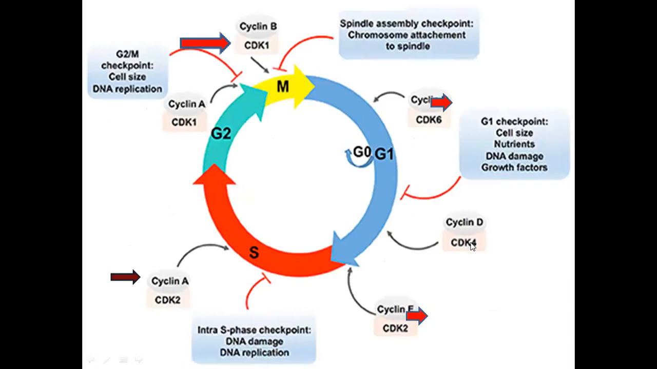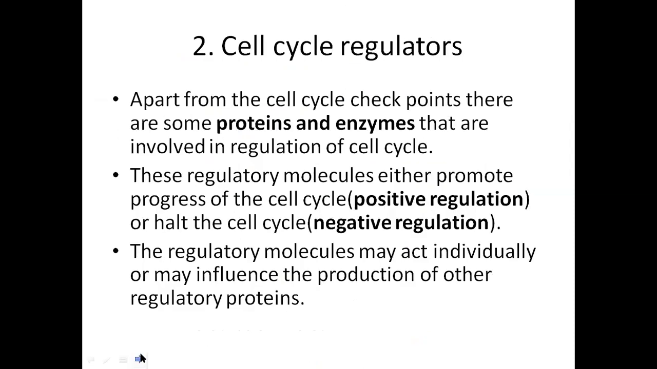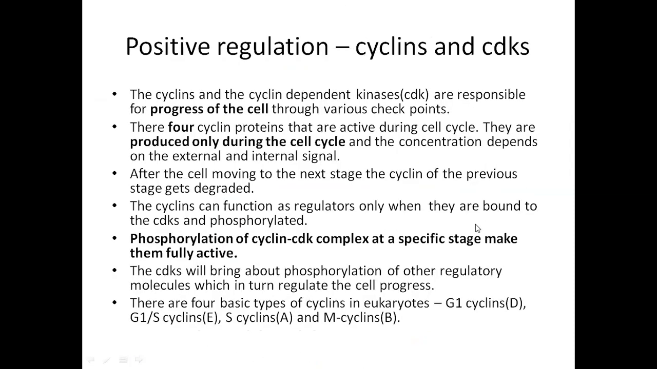For example, the cyclin D-CDK4 complex and cyclin D-CDK6 complex are very essential for the cell to move through the G1 phase. Similarly, cyclin E-CDK2 during the transition, cyclin A-CDK1 and 2 are responsible during S phase and the G2 phase. Cyclin B and CDK1 have a regulatory mechanism during the M phase. So like that, the combination of specific cyclin-CDK complexes will bring about progression of the cell cycle.